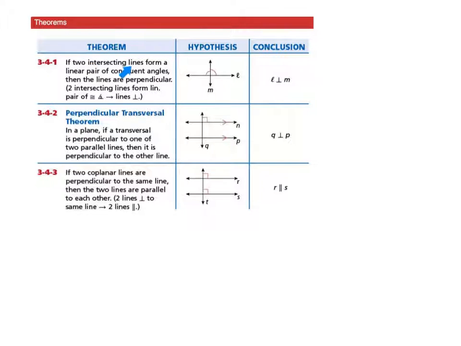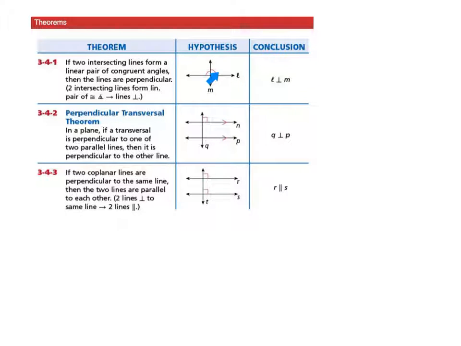Okay, for the 3-4 perpendicular theorems, this first one says if two intersecting lines form a linear pair of congruent angles, then the lines are perpendicular. So here we have a linear pair, and these two angles are congruent, then the lines are perpendicular.